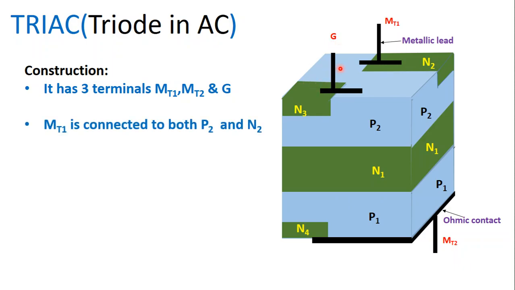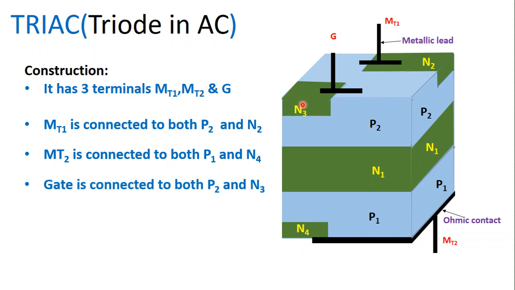Here we can see that main terminal 1 is connected to two layers, that is N2 and P2 layer, and main terminal 2 is connected to two layers again, that is P1 and N4 layer, and the gate terminal is connected here to P2 and N3 layers. So here MT1 and gate terminals are on the same side, whereas the MT2 terminal is opposite to these two.